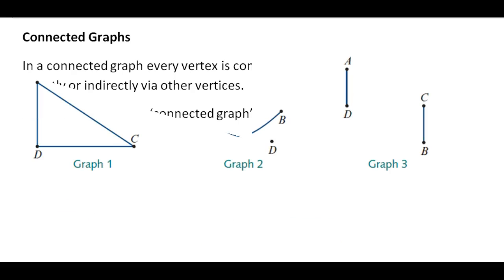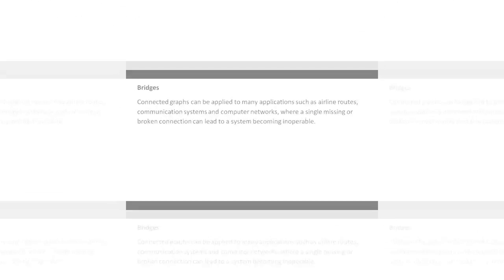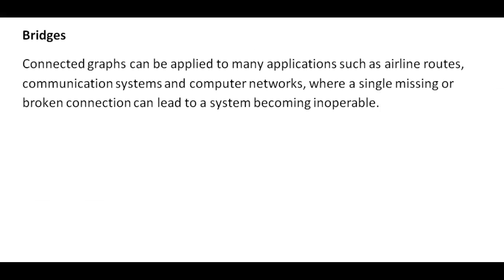Each of these graphs is not connected. There is no way to get to point B in the first graph from C, A or D. Here there's no way to get to D, and in this graph you can't get from A and D over to C or vice versa. Connected graphs can be applied to many applications such as airline routes, communication systems and computer networks, where a single missing or broken connection can lead to a system becoming inoperable.